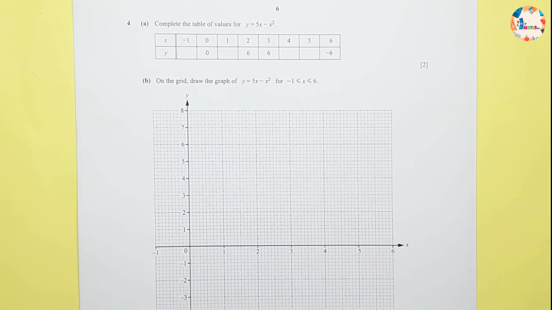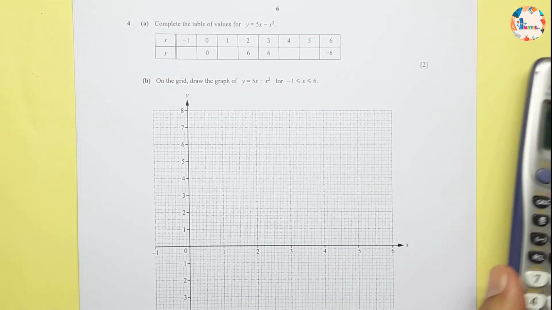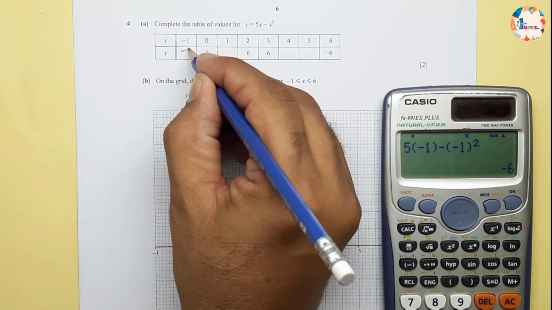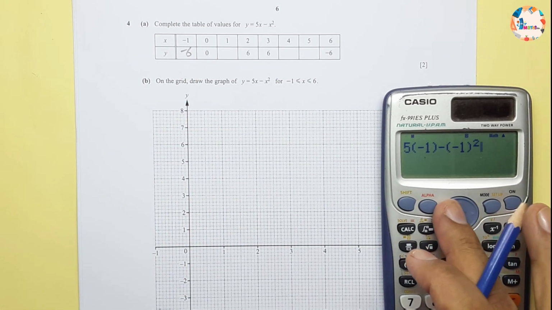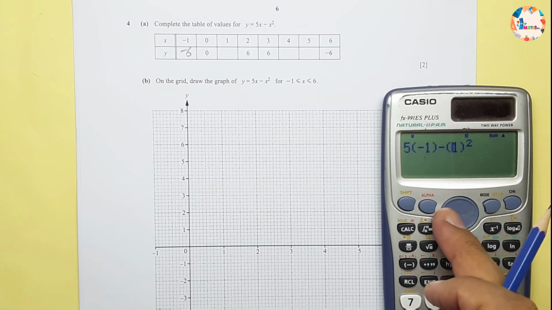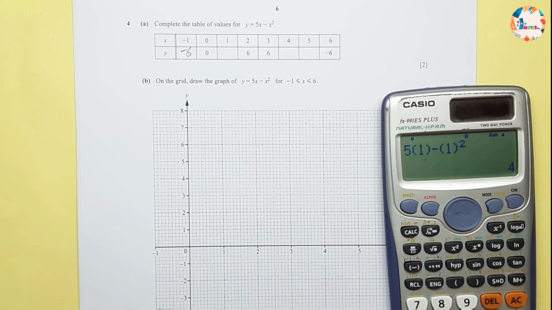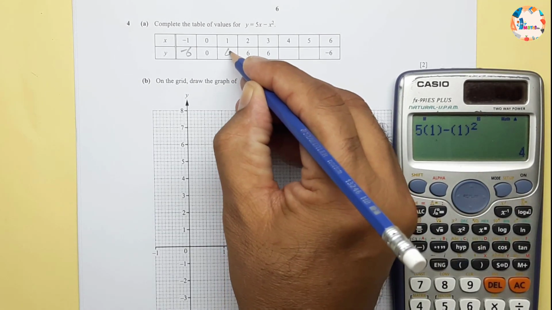Question number 9, complete the table of values. First we have to complete the table of values, and this will be for -1. So 5 in brackets -1 and minus in brackets -1 squared. This will be equal to -6. We can write here -6. Then we have to write here 1. Next value is 1. So if we replace 1, it will be 4.